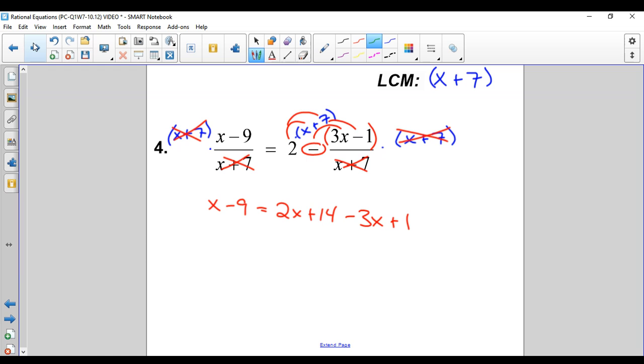If you make it to this point here unscathed, perfect, you're good. I'm not worried from here. Clean some things up, combine like terms. I get negative x plus 15. I'm going to add x to both sides. I'm going to add 9 as well.